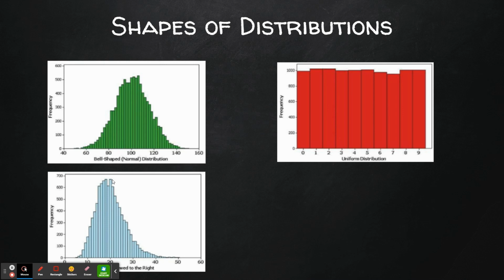Thirdly, we have what's called skewed to the right. You can see it's a little bit like the symmetric graph, but this tail to the right has kind of been pulled out. There's a bit of a slope here that's not as steep as the left side. So this would be skewed to the right.